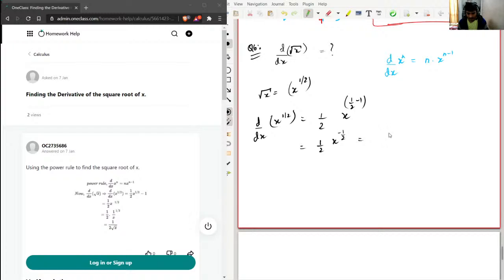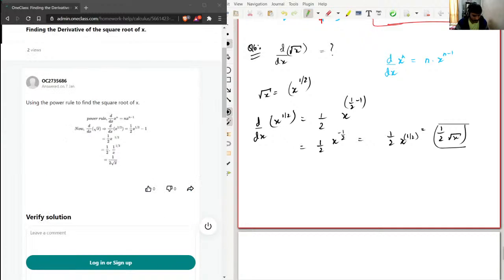Now I can write this as 1 over 2. This power is negative, so it will go in the denominator. And again we can substitute this power back in terms of square root. So this will be 1 over 2 square root of x. So this is going to be the answer.